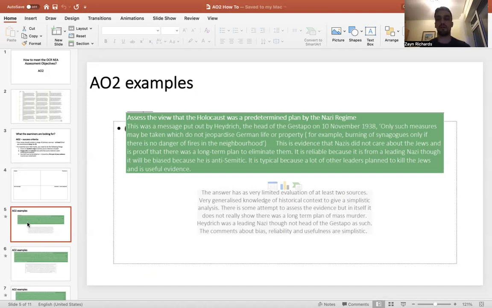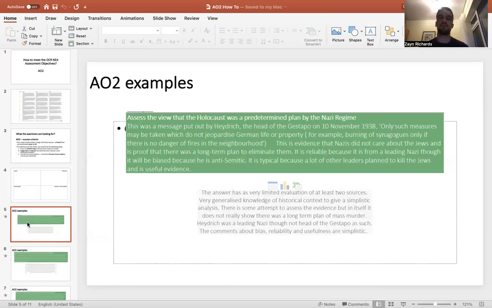For example, Reinhard Heydrich was the mastermind of the final solution. So the fact that they've not even considered that proves that this would be level 1 at best. Okay, it almost feels like they're doing a tick box activity. So it will be biased because he's anti-Semitic, it is typical because lots of other leaders planned to kill the Jews, and it is useful evidence.